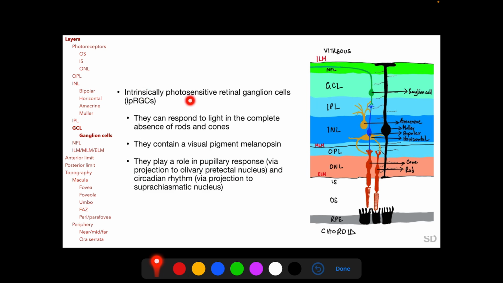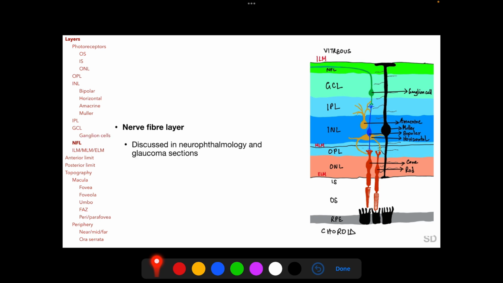The intrinsically photosensitive retinal ganglion cells, or the IPRGCs, can respond to light in the complete absence of rods and cones. They contain a visual pigment called melanopsin, and they may play a role in pupillary response and circadian rhythm, and so through this pathway pupillary responses and circadian rhythm may be present in a patient with complete destruction of photoreceptors. The nerve fiber layer is constituted by the axons of the ganglion cells traveling towards the optic nerve. And we have discussed the nerve fiber layer in further detail in the neuro-ophthalmology and glaucoma sections.